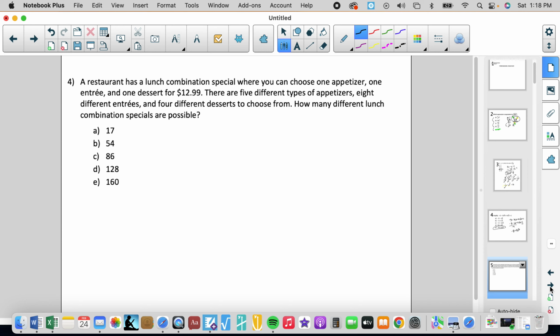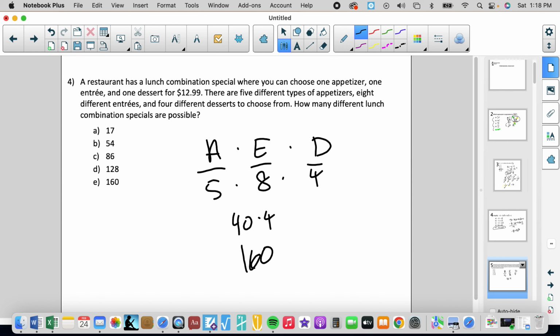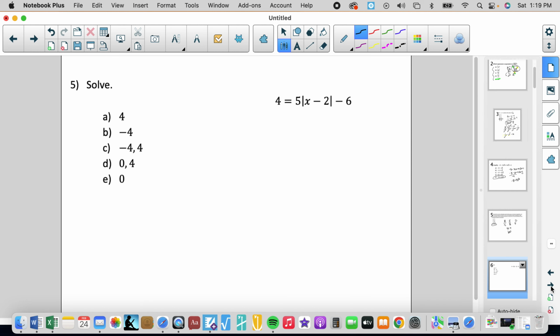Number 4 is a word problem. A restaurant has a lunch combination special where you can choose one appetizer, one entree, and one dessert for a low price of $12.99. There are 5 different types of appetizers, 8 different entrees, and 4 different desserts. So this is a combination. You multiply 5 times 8 times 4. 40 times 4 is 160 different combinations. It's a combination problem that is very typical, along with permutations and probability.